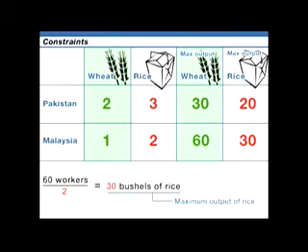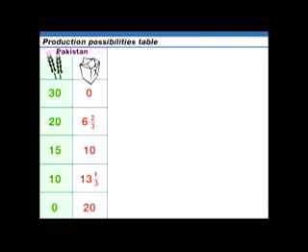Notice that because Malaysia has lower unit labor requirements, Malaysia can make more output with its 60 workers than Pakistan can. Now, given these numbers, we can write out a table of the production possibilities for Pakistan and for Malaysia. Let's look at those tables now. First, we'll look at the production possibilities for Pakistan.